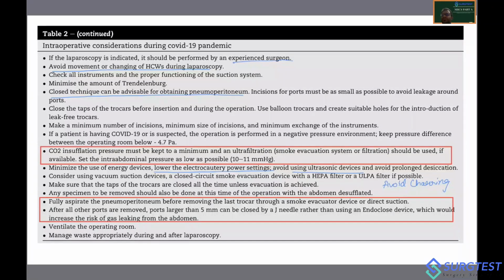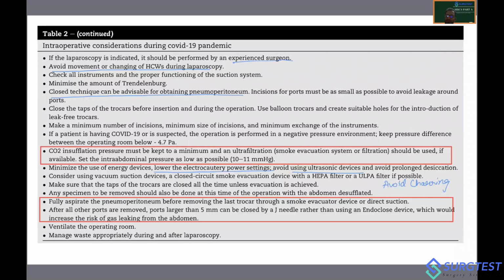Any specimen to be removed should also be done at this time of the operation with the abdomen desufflated. You should not try to remove the specimen with the abdomen pressure very high. It is just going to bring out a lot of gas and increase the aerosolization. Fully aspirate the pneumoperitoneum before removing the last trocar through a smoke evacuation device or direct suction.